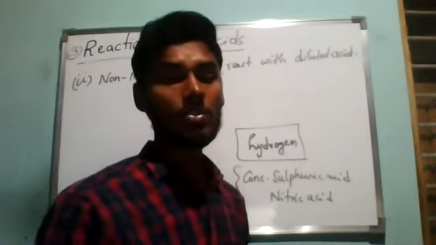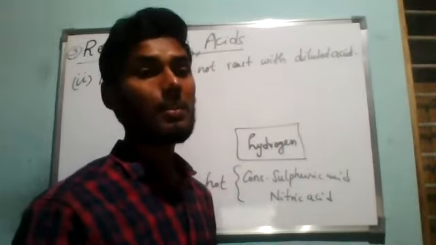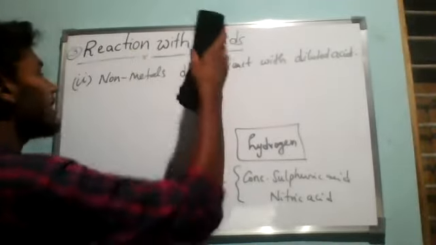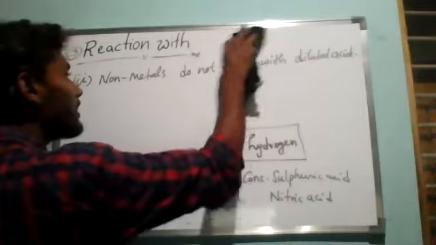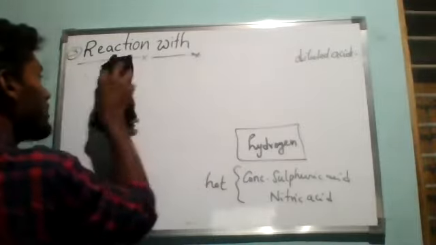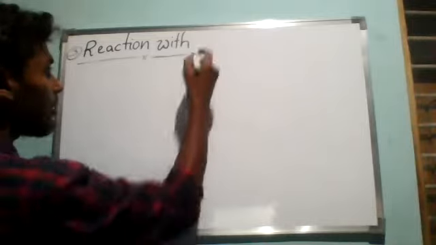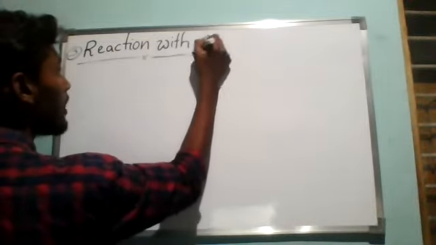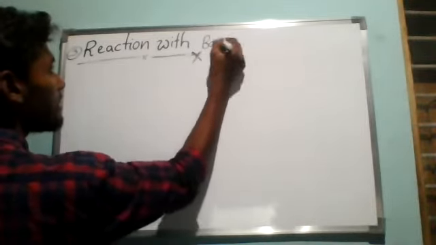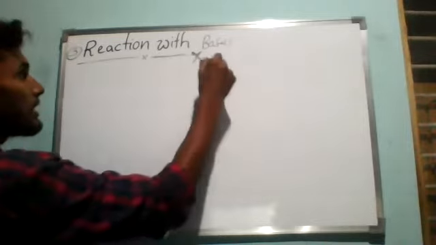So if it comes to the next one, reaction with bases. If you are done with reaction with acids, next you have to study reaction with bases. Bases also have two things: metals can react with bases, and non-metals also can react with bases. We have to see whether the reaction will take place or not.